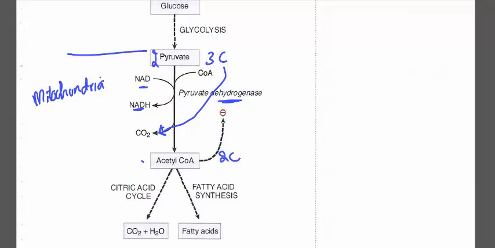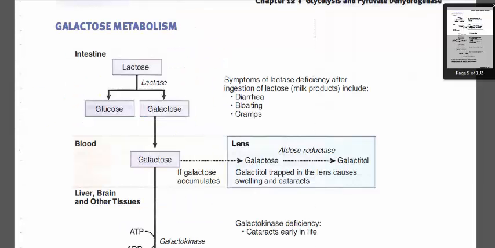Now the acetyl-CoA, which is produced in the link reaction, goes to citric acid cycle, which is also called tricarboxylic acid cycle or Krebs cycle. And this acetyl-CoA can also be used to make fatty acids. We will see how. Now a few words about galactose metabolism.